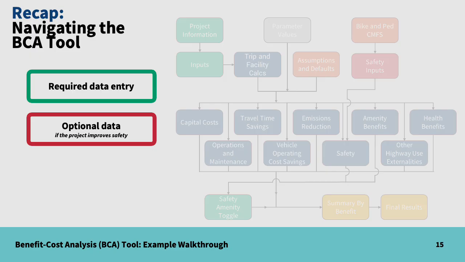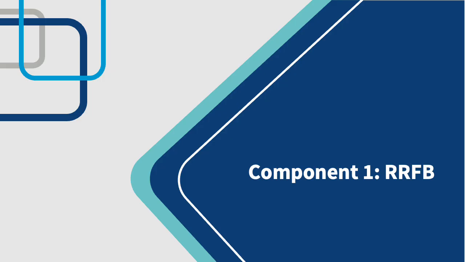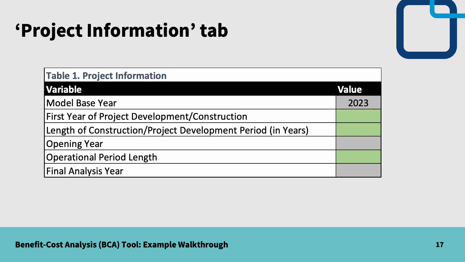We'd also like to use our red optional data tab, Safety Inputs, to analyze reductions in crashes from the rectangular rapid flashing beacon, using the data we have from recent years on crashes at that intersection. We'll analyze the rectangular rapid flashing beacon first. Let's start in our Project Information tab. We need to add data in these green cells.